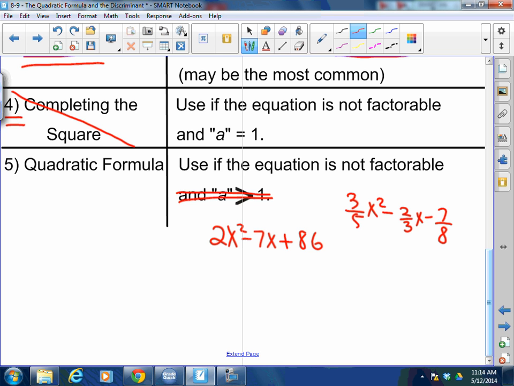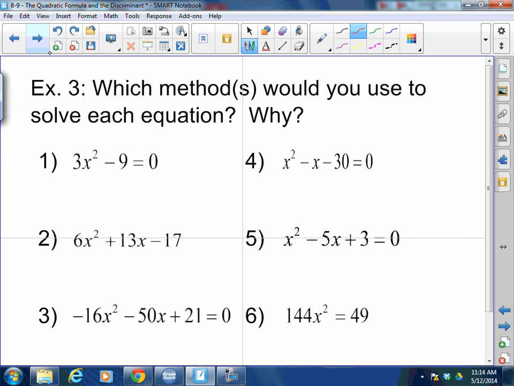All right, my friends? All right, so which methods will you use to solve each and why? Okay, number 1, what do you think we would use here? Square root. Why?